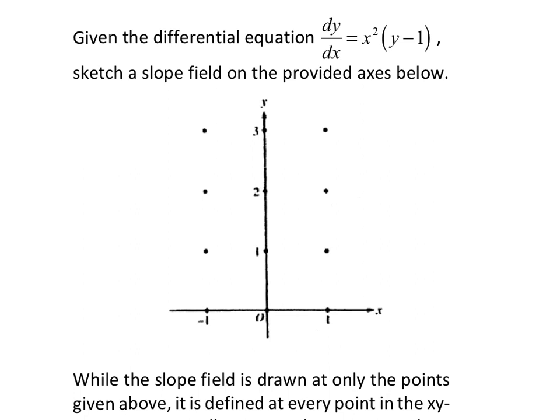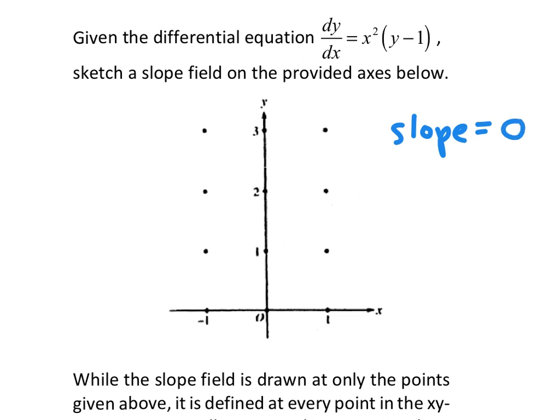Now, a slope field is also called a direction field, and that is because we are not graphing a function, but we are sketching the slope of the original function, which would be the solution, at all these different points on the graph. So what I like to do is start with the easiest slope. The easiest slope to deal with is where the slope is equal to 0.